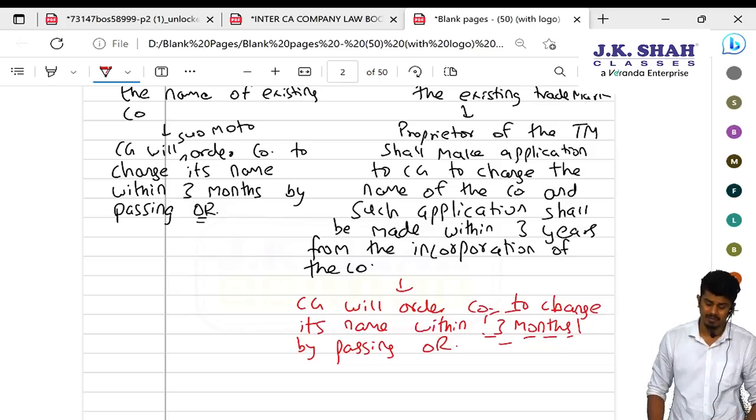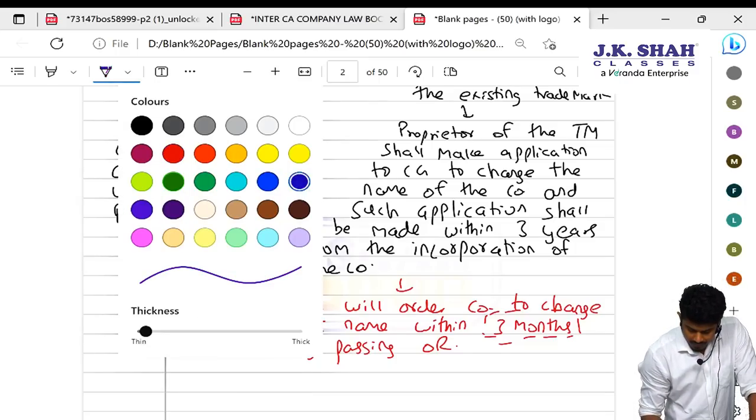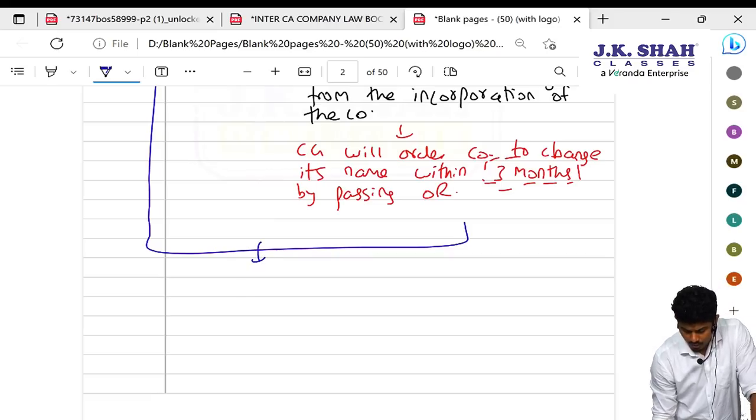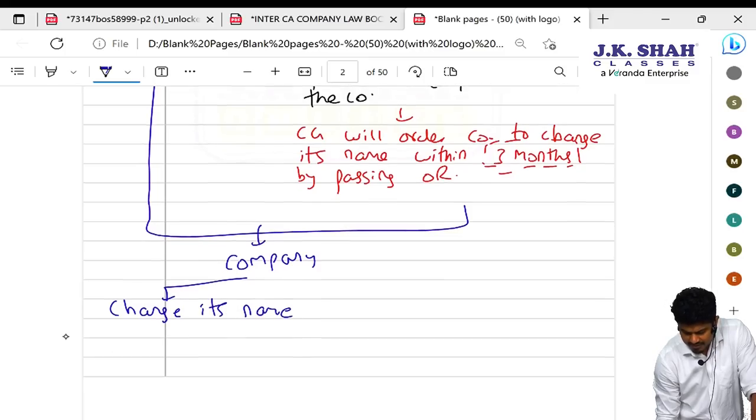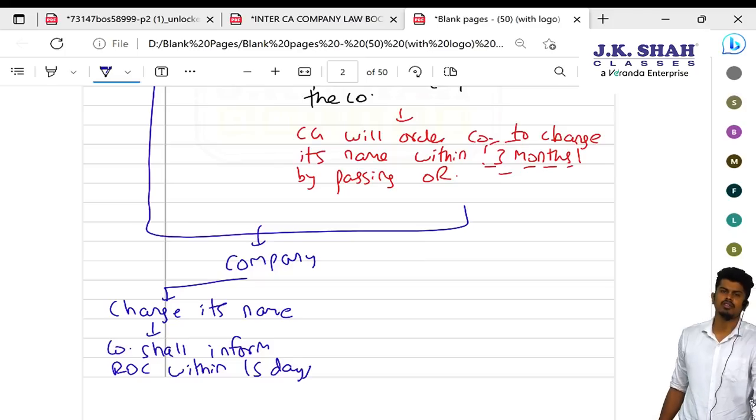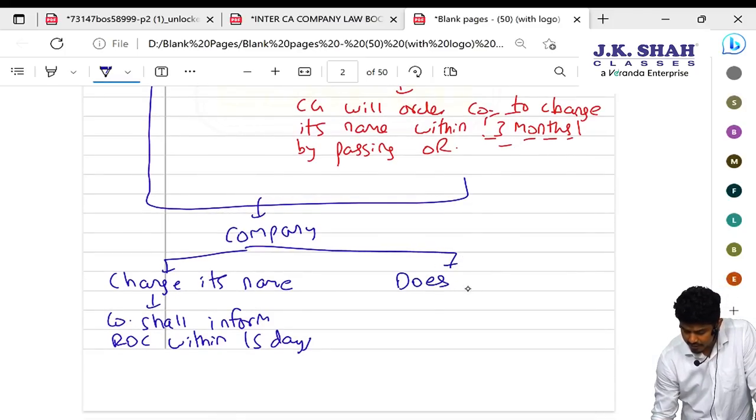This was the amendment. Now, since I am explaining you the section, I'll explain the complete section only so that your revision is also done. Now, central government has ordered to change the name within 3 months by passing ordinary resolution. So now what can happen? Company changes its name. So if company changes its name, company shall inform ROC within 15 days. Okay? Company shall inform ROC within how many days? 15 days.